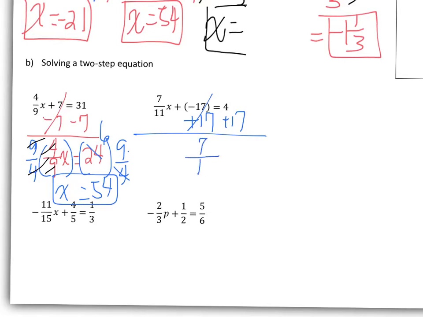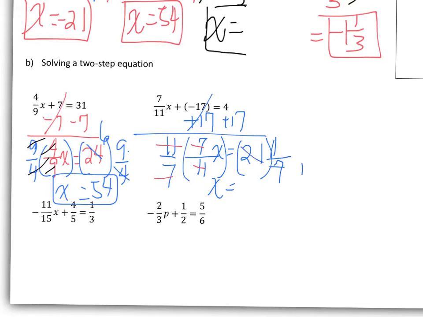7 over 11x. 4 plus 17 is simply 21. And now we're going to multiply both sides by the multiplicative inverse of 7 over 11, which is 11 over 7. Okay, and then we can cancel this. And x would just be equal to 33. Okay, can you see how I first simplified 21 and 7? And 3 times 11 is 33.